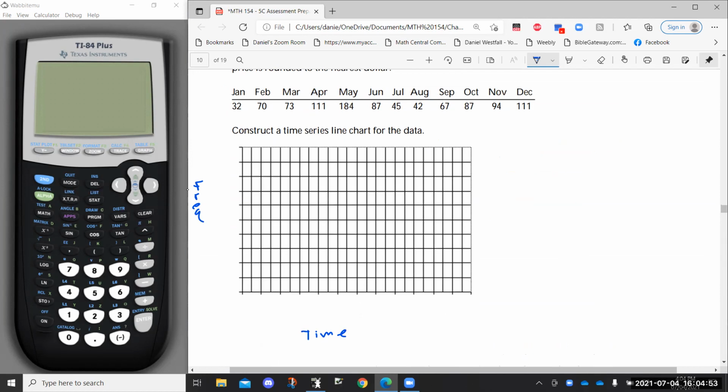January, February, let's say, March, April, May, June, July, August, September, October, November, December.